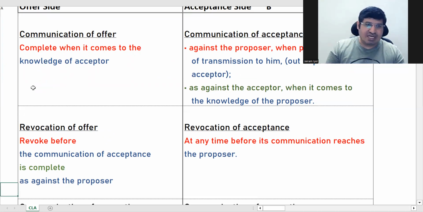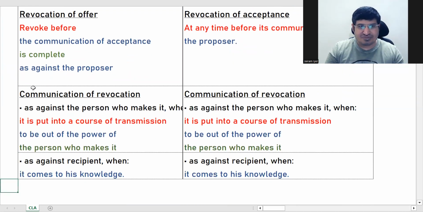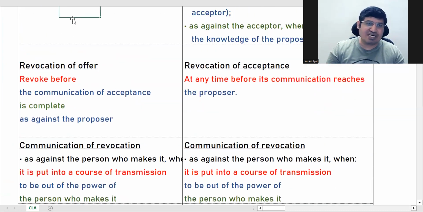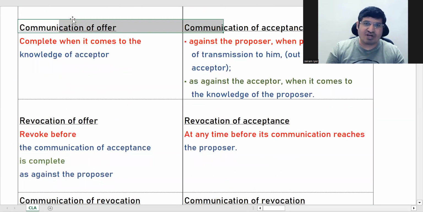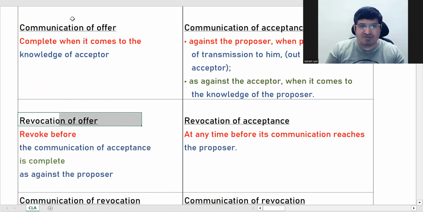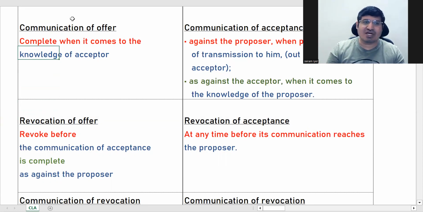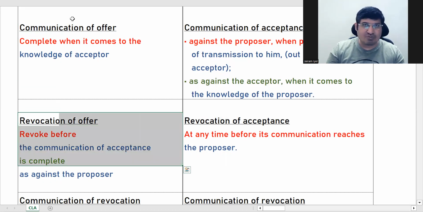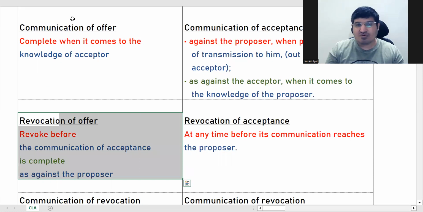Then next is, okay, first we did communication of offer and acceptance. Then we did revocation of offer and acceptance. The third thing will be communication of revocation. Here we are communicating the offer, and here this revocation also has to be communicated. So when will the communication of revocation be completed?